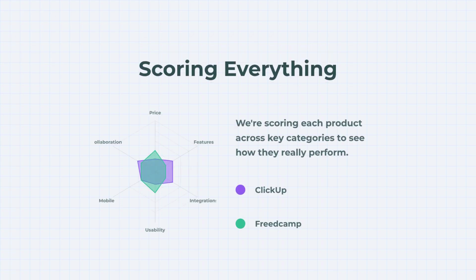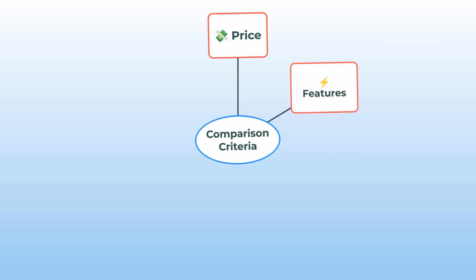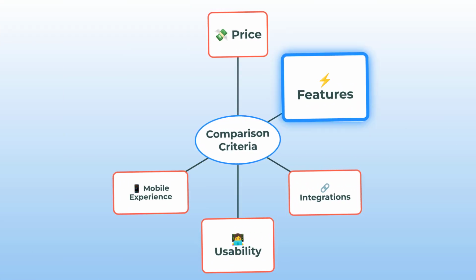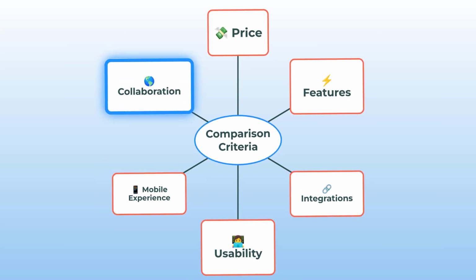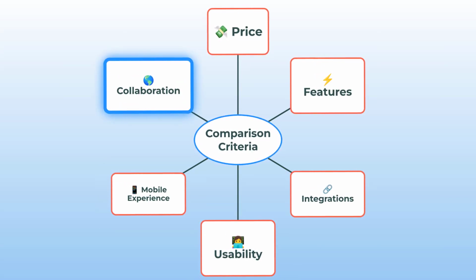Each category earns points, and by the end, you'll get a clear winner. The outcome might just surprise you. Let's get into it. Before we get our hands dirty, here's a quick map of what we're comparing: price, features, integrations, usability, mobile experience, and, of course, how these two handle collaboration. Got all that? Okay, let's jump in.